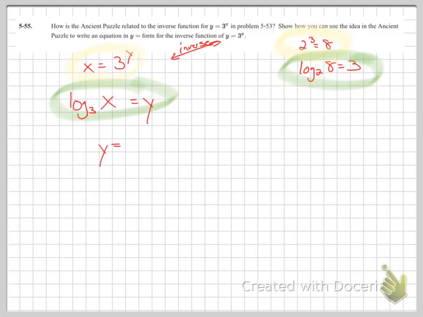So y equals log base 3 of x is the inverse, because all I did was change the equation's look. I did not change the equation. So that's the inverse to y equals 3 to the x. Okay, that's that lesson.